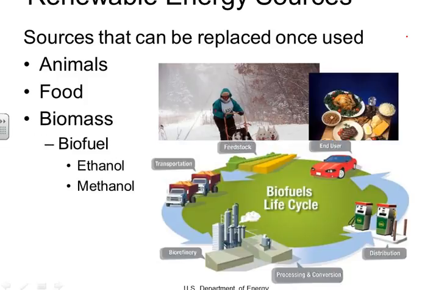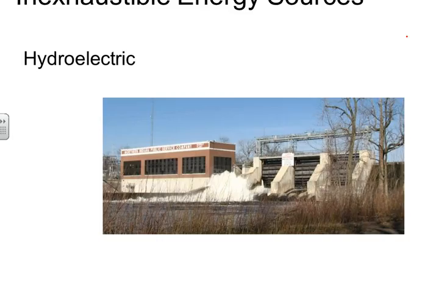Biomass, which would be just biological material, this would include things like corn and certain grasses that can be converted into burnable fuels such as ethanol and methanol. It's very common to find ethanol mixed into gasoline these days to stretch it, and some say it maybe provides some benefits, but there are also some potential hazards to it as far as your car is concerned.